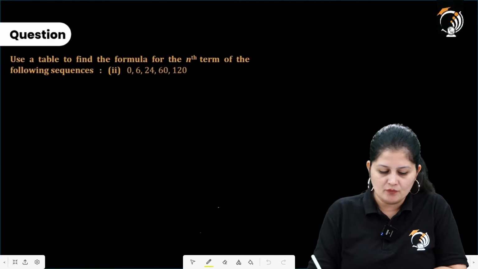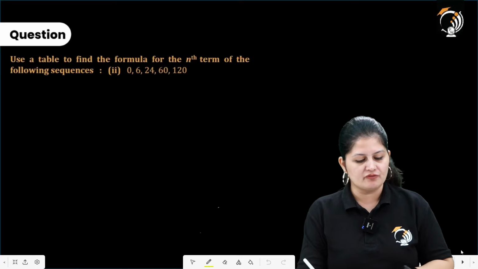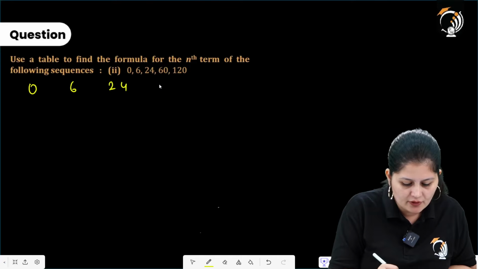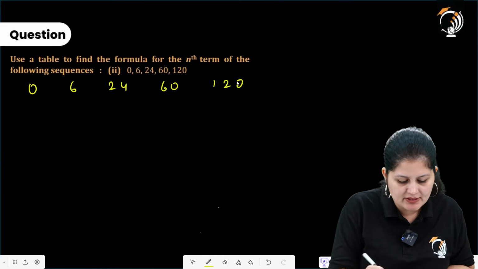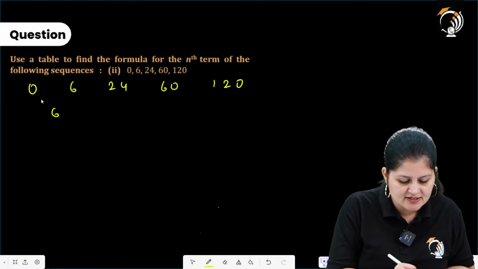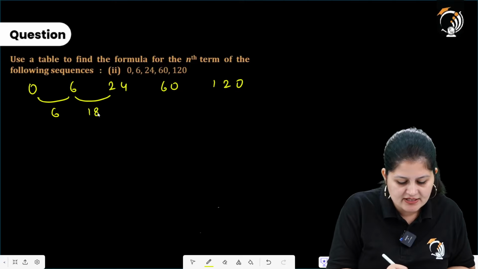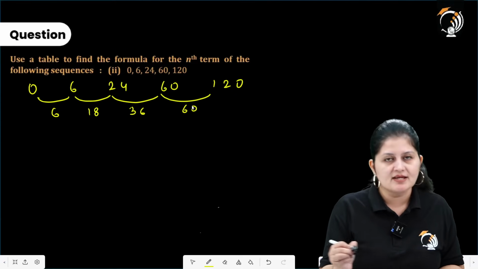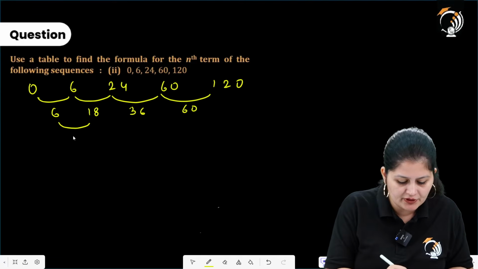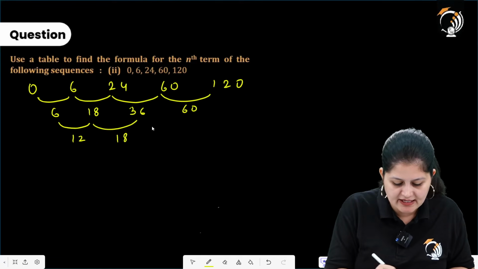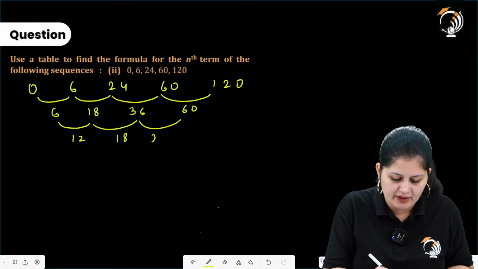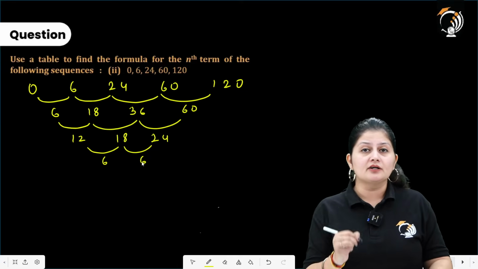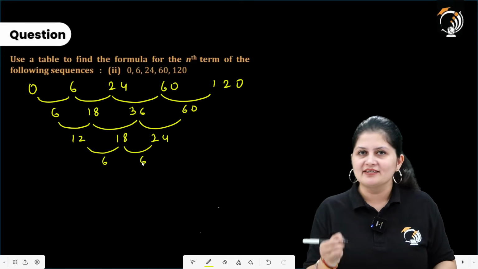Clear? Now, moving on to the second subpart of the question, which provides the sequence 0, 6, 24, 60, 120. Here the first differences are 6, 18, 36, and 60. Then the next differences are 12, 18, and 24. Later on it is 6, and we can observe that the third difference is constant.